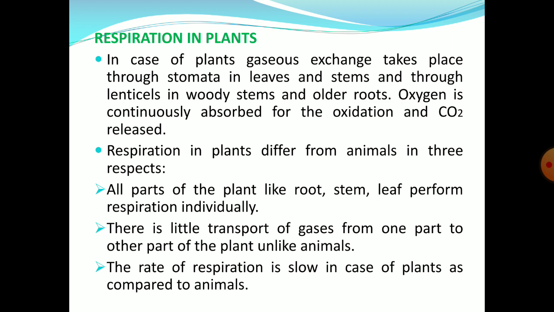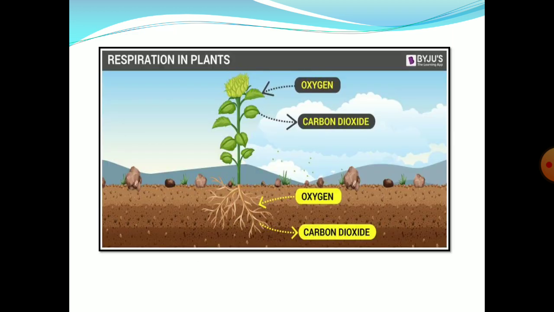Second, there is little or no transport of gases from one part of the plant to another part, unlike animals. Now the question arises, why does this happen? Because plant parts respire individually. Third, the rate of respiration is slow in plants as compared to animals, because animals require more energy to perform their life activities. In this figure, it is indicated that during respiration, oxygen is taken in and carbon dioxide is given out.